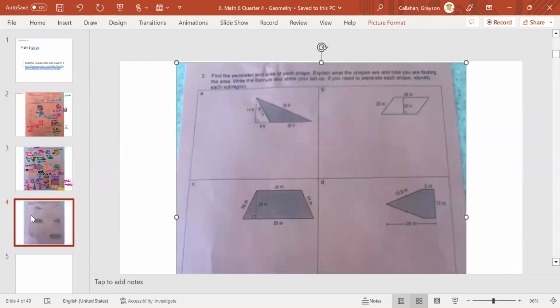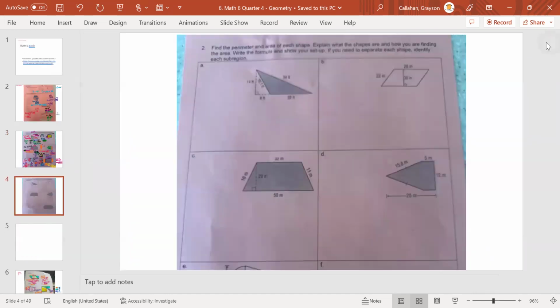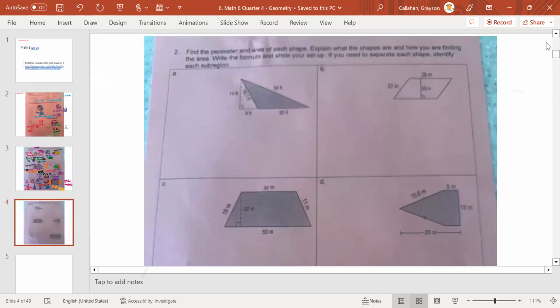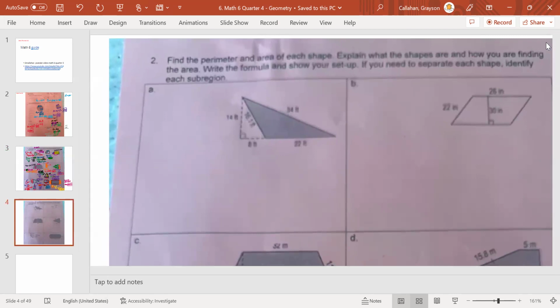Okay. And it's exactly the same problem, but this time around, instead of looking for the area, because we already found it, we're going to look for the perimeter. Does that make sense? Okay, let's start off with A.